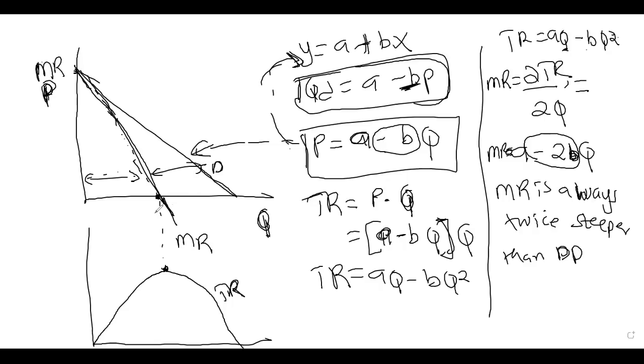Assuming the quantity here is 400, it means that the quantity here will be 800. Assuming the quantity here is 500, the quantity here will be 1000. It's always twice. This one is twice steeper than this, and the demand curve is twice flatter as compared to the marginal revenue curve. So I'm showing you why the marginal revenue curve is steeper than the demand curve, and I've shown you why.